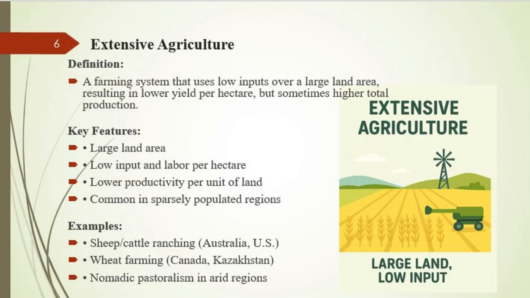Examples of extensive agriculture. Livestock ranching. Large numbers of sheep or cattle are raised over huge grazing lands. Examples: Australia, United States. Wheat farming. Large wheat farms are common in countries with extensive farmland. Examples: Canada, Kazakhstan. Nomadic pastoralism. Pastoral communities move animals from one grazing area to another in dry regions.